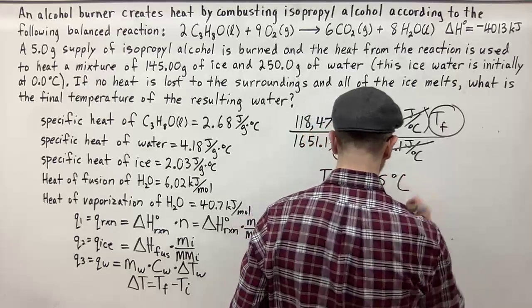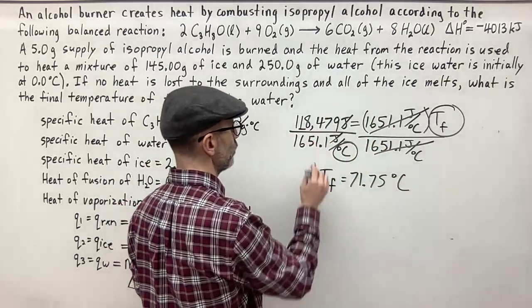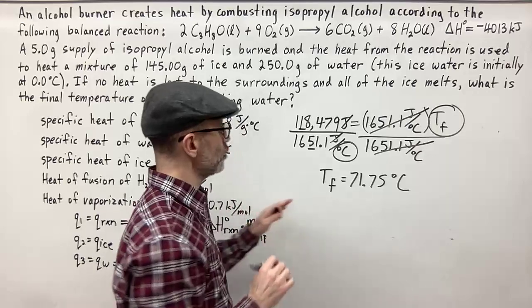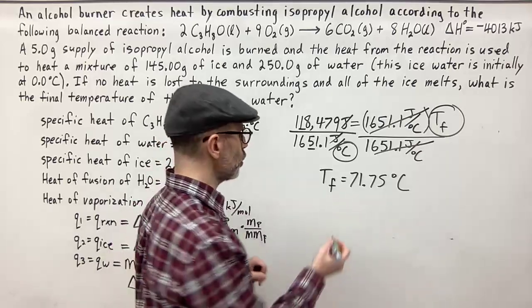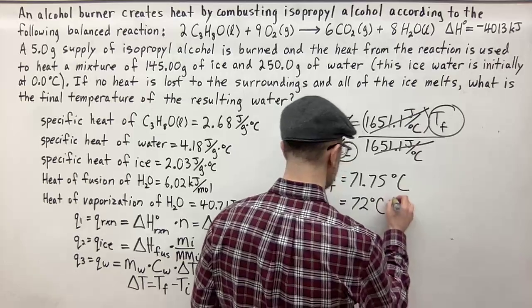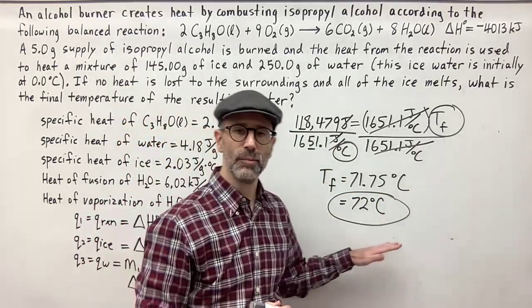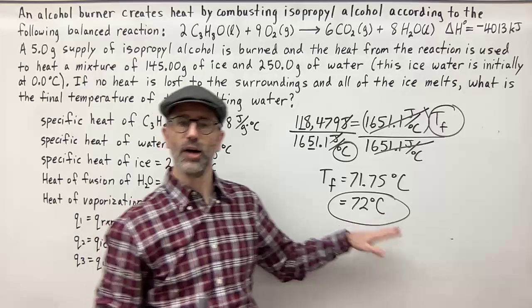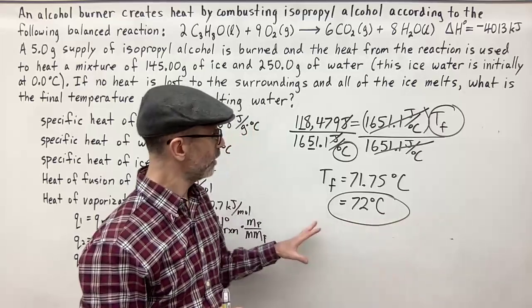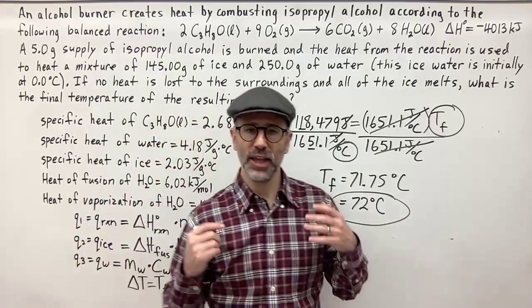71.75 degrees Celsius. And again, as we said, you only have 2 sig figs over here, and you have 3 there. So the least number is 2, and we need to round this to 72 degrees Celsius. So that is the final temperature. That makes a whole lot more sense than the 130, 175 that I was getting before. So that, ladies and gentlemen, is how you do that problem.